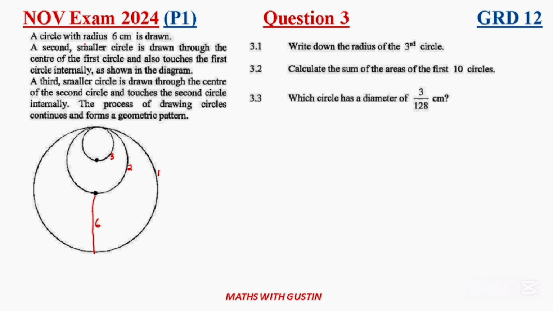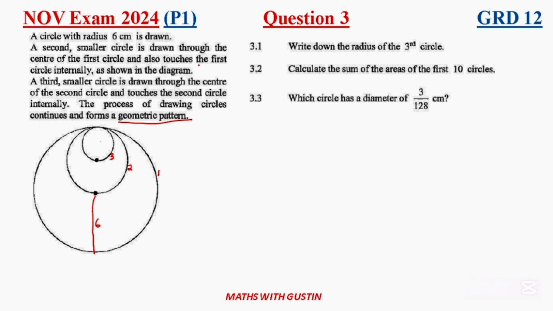Okay, and then through the center of the first circle and also touches the first circle internally, as shown in the diagram. A third circle is drawn through the center of the second one, so a third one is this one, and touches the second circle internally. The process of drawing circles continues and forms a geometric pattern.